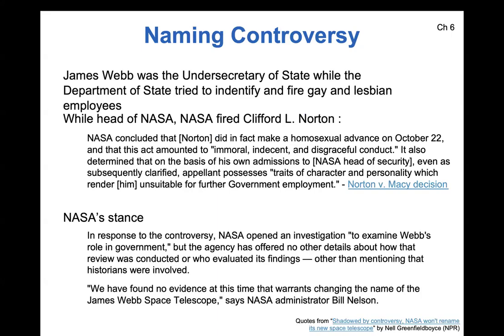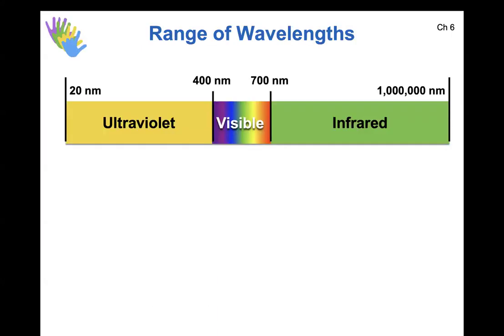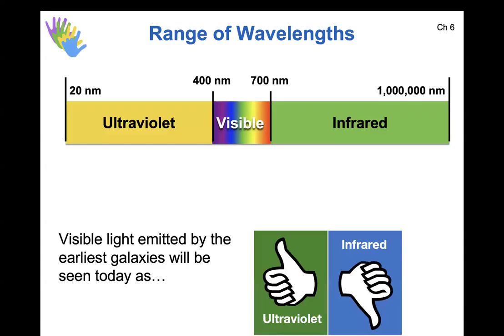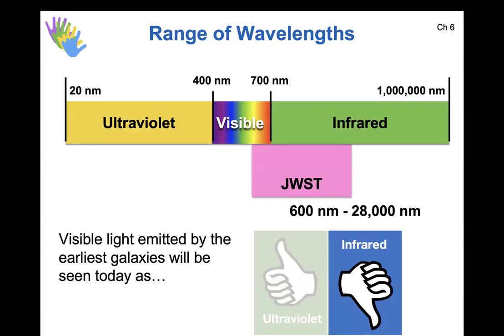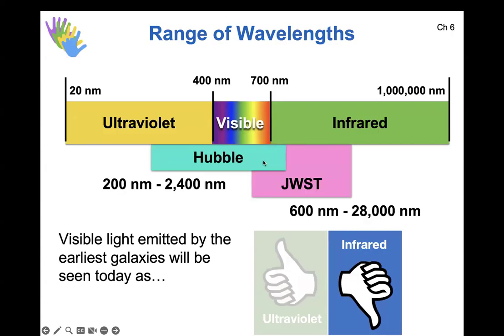All right, and these are some quotes about it. Okay, what does it look at? I'm going to skip over this in the interest of time, and I already told you. It's looking at the infrared. Okay, so it's an infrared-based telescope with a little bit into the visible red, orange, and yellow range.